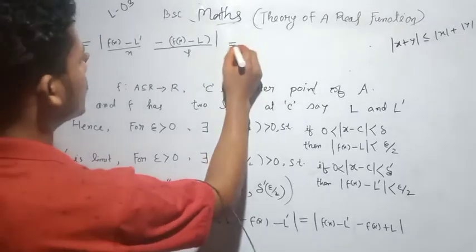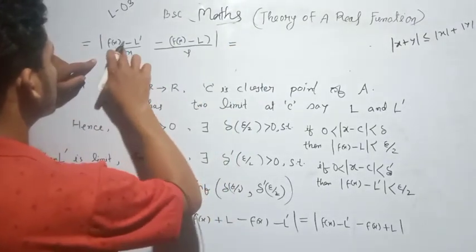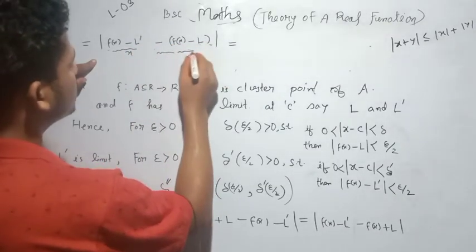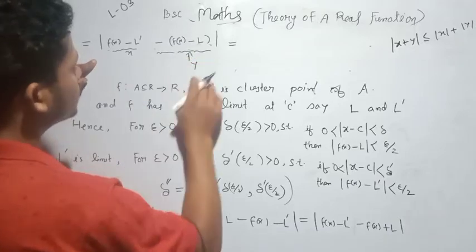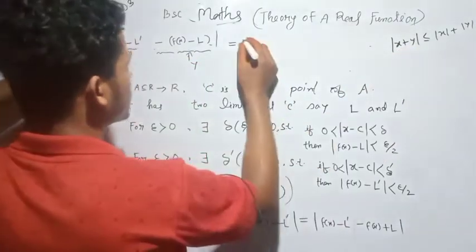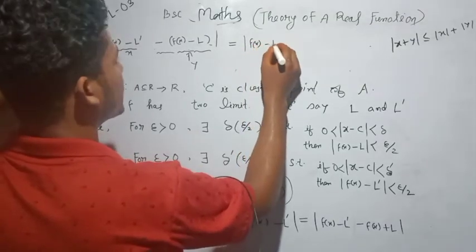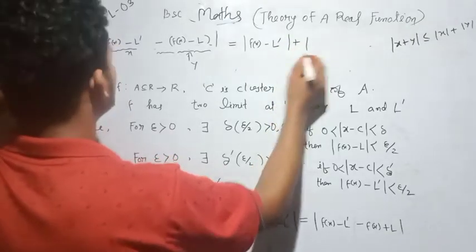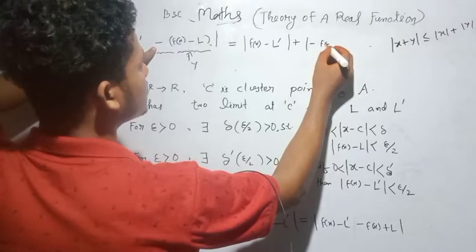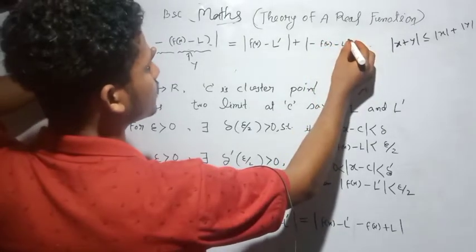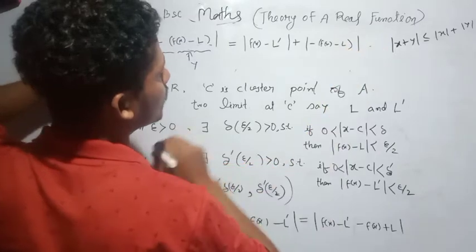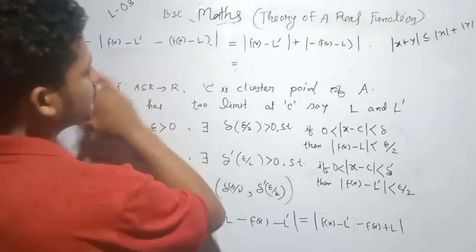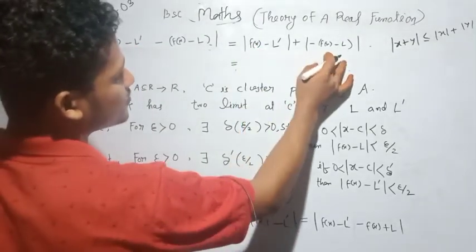Then this is equal to modulus of x plus modulus of y. So this is x, and from this to this is y. That is, modulus of f of x minus L dash plus modulus of minus f of x minus L. Now I will remove this. This is equal to modulus of x plus modulus of y.